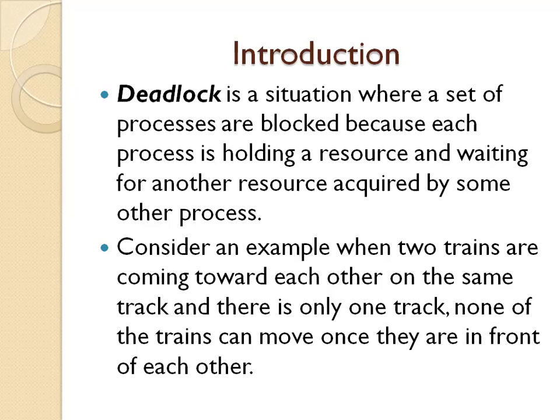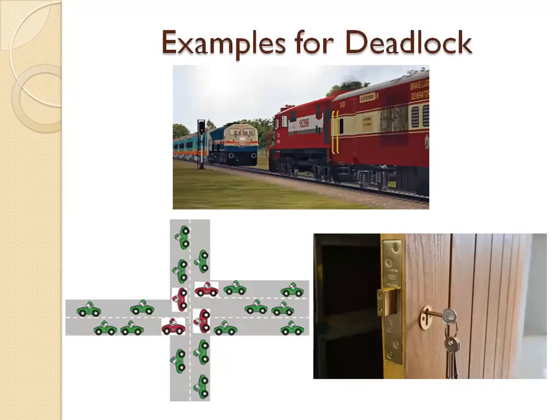That we can see in a picture format. Examples for deadlock. Now this is the picture. You can see two trains in opposite directions. Therefore, neither train can go on either side. Therefore, it is a deadlock situation.